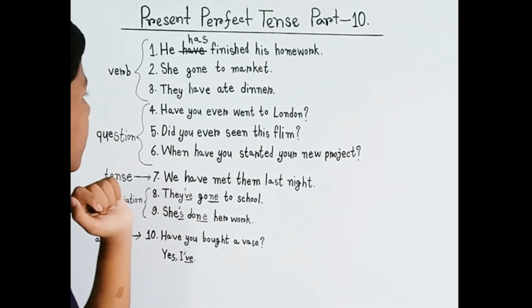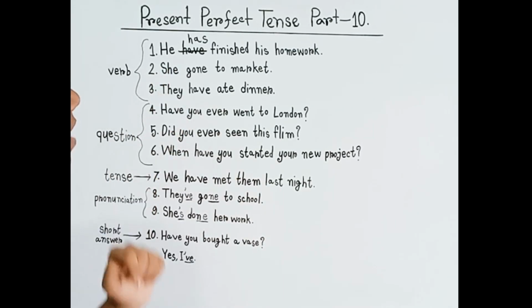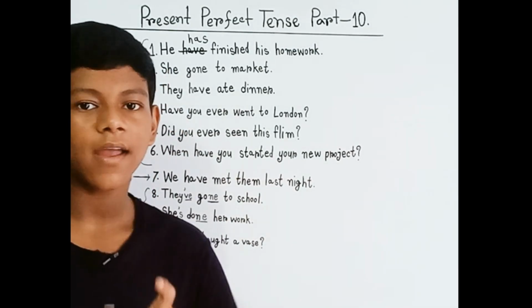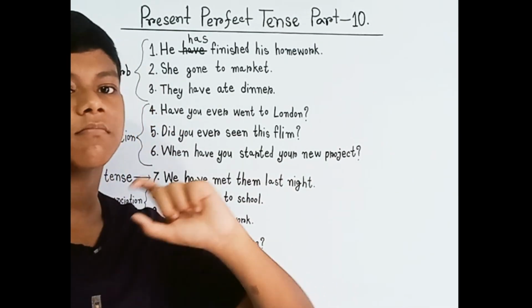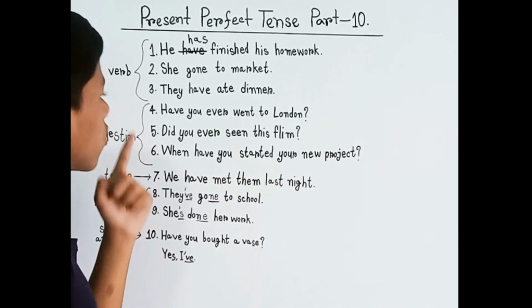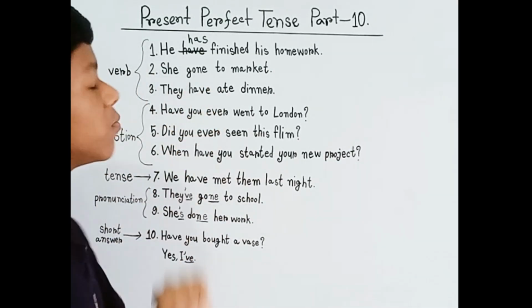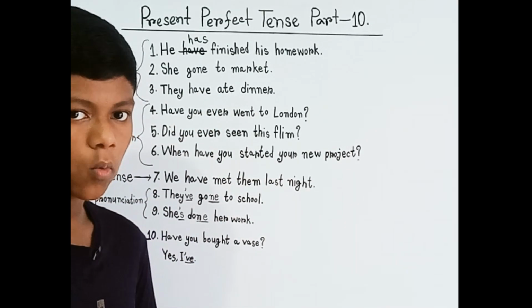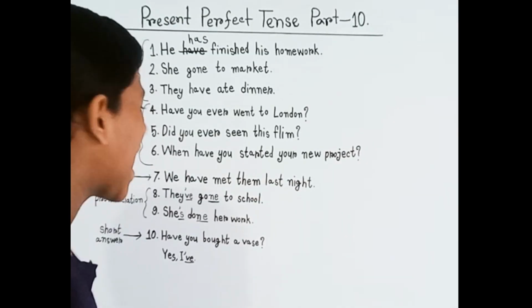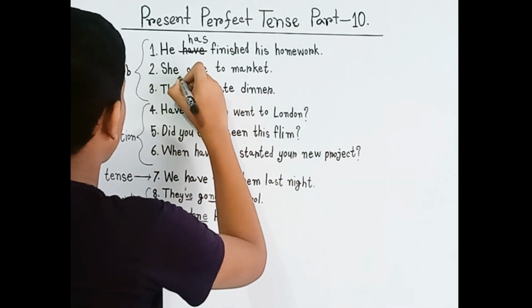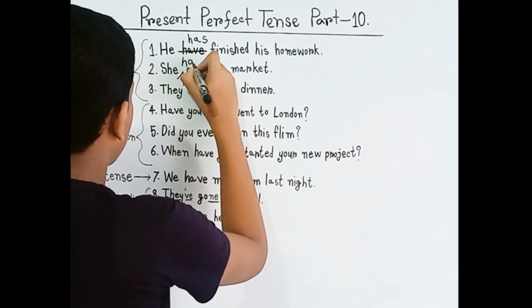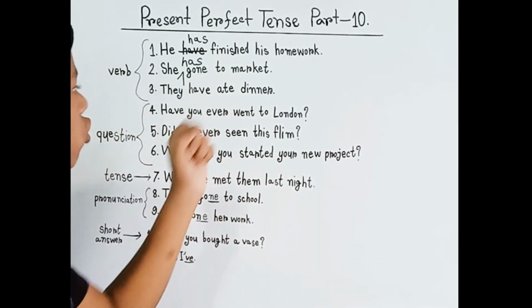Sometimes our helping verb is missing. For example, she gone to market. What will it be? She has gone to market.